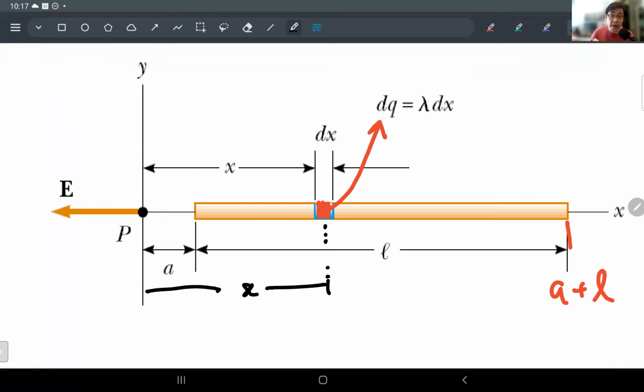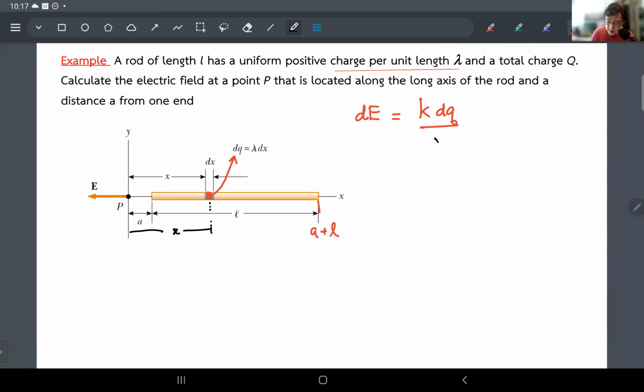Wherever you chop or slice this dq piece from the rod, that piece of the charge is already located at x away from point P because you already put point P at the origin. Sounds good? Okay, very good. So what you have over here is just x squared. So you already put the dE in the form of the coordinate x. Nice. Now you need them all.